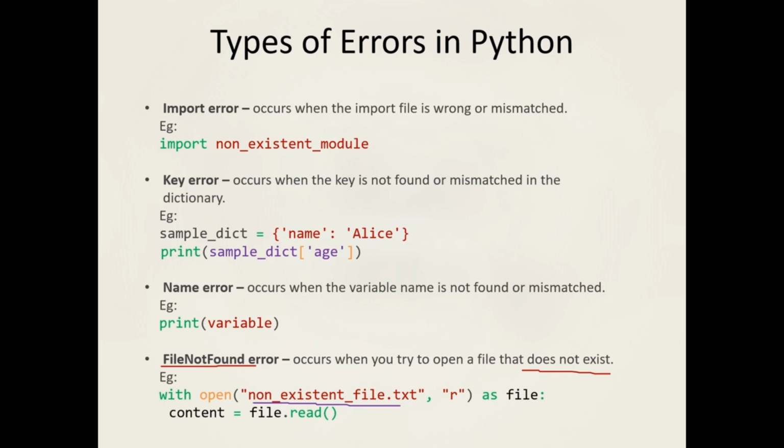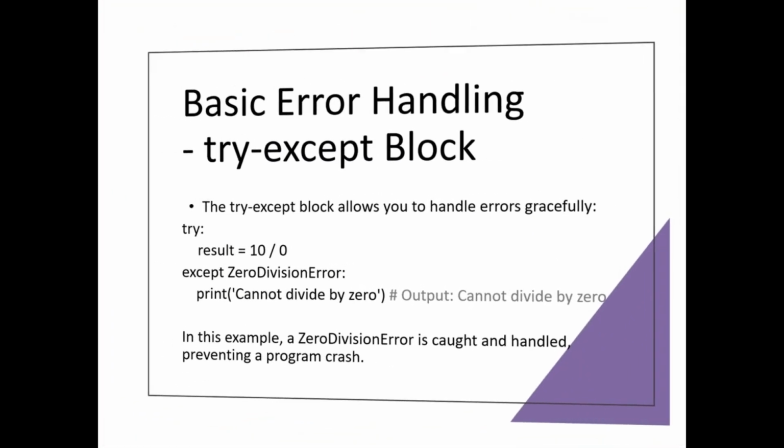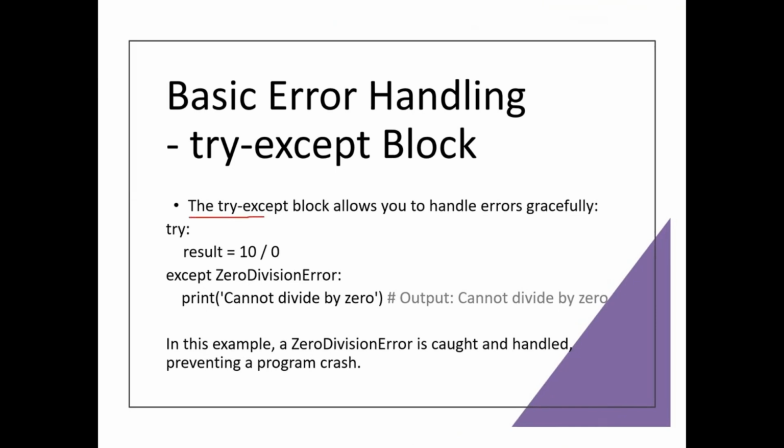By understanding and handling these common Python exceptions, you can make your programs more reliable and user-friendly. Now that we have covered the types of errors, let's discuss how we can handle them in Python using basic try and except blocks. Using the try and except block allows you to handle exceptions gracefully, providing alternative actions instead of crashing your program, so that you can ensure your programs run smoothly even when an error arises.